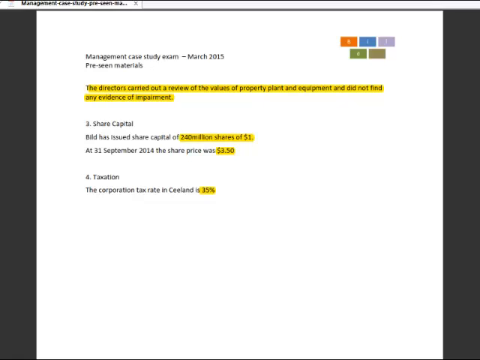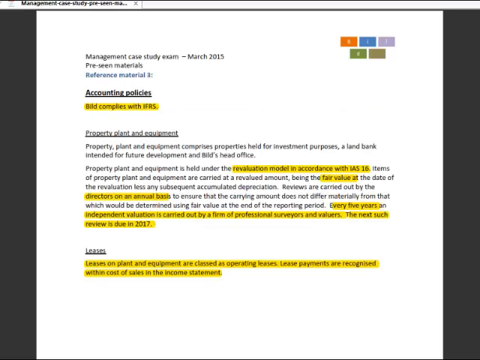Note 3, share capital, 240 million shares of $1. So given that, we can work out some things like earnings per share and PE ratio. We've got the share price at September 2014. Given the share price index graph that we looked at, we could probably work out backwards what the share price was at any given time and what the share price is today. The corporation tax rate in Sealand is 35%, so we need to look at the tax and see if that number makes sense. So as we learned at the beginning, Build complies with IFRS.